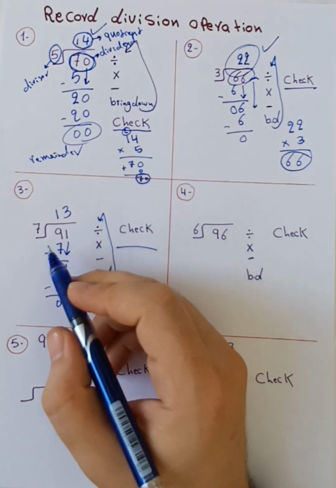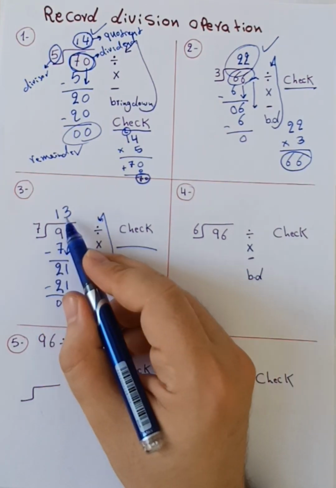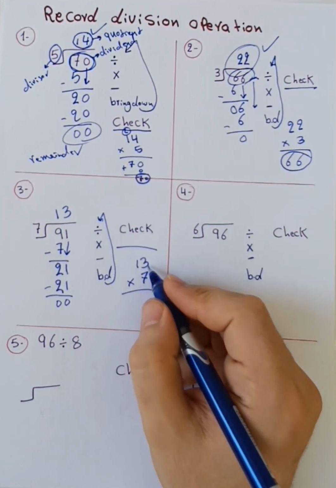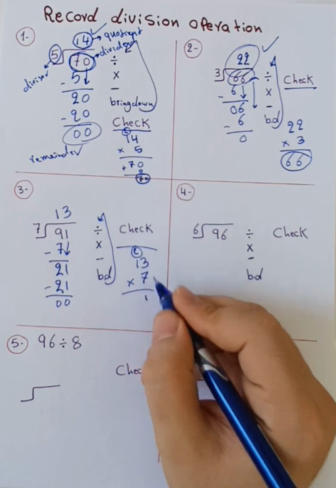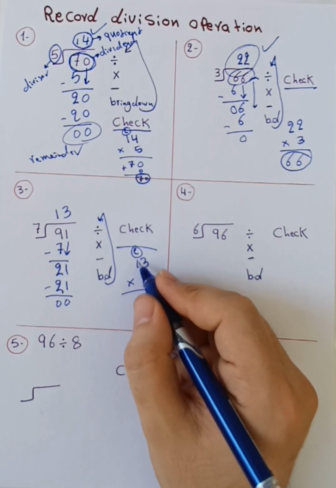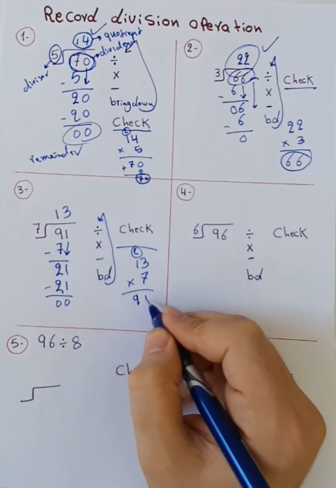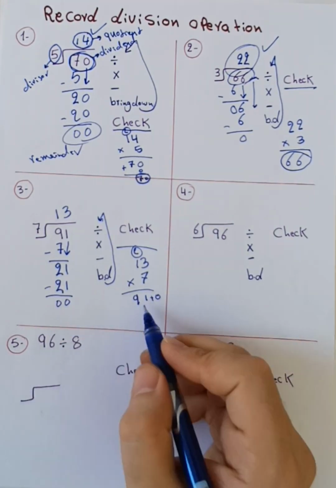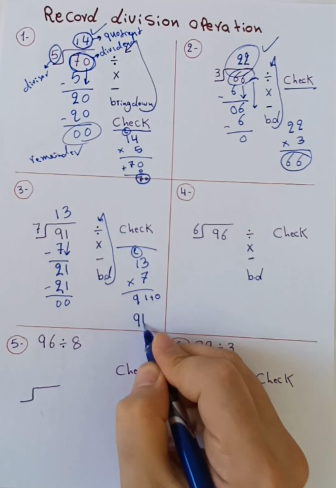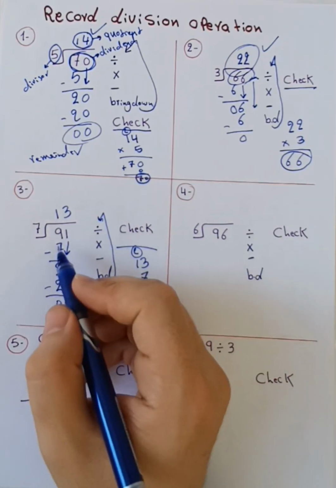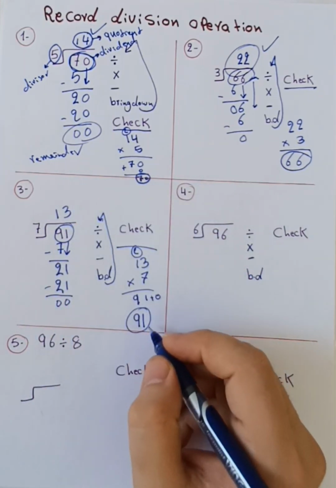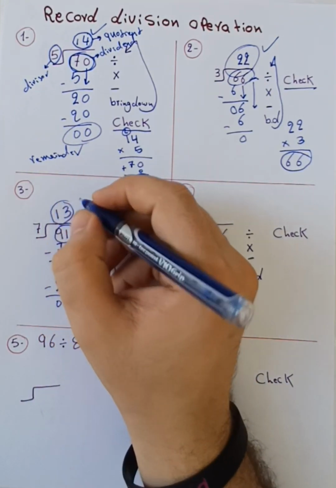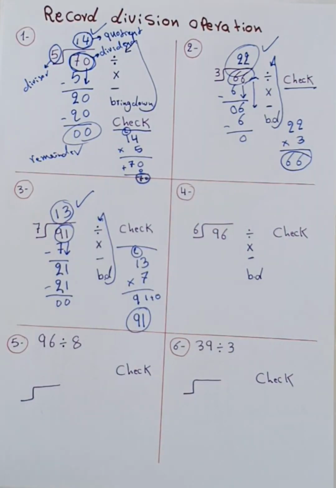For check step, we have to multiply the divisor by the quotient. 13 times 7. 7 times 3 equal to 21. 7 times 1 is 7 plus 2 is 9. And then we have to add the remainder, which is 0. 91 plus 0 equal to 91. So the dividend is 91, and in the check step, we got 91. It means our quotient is correct.